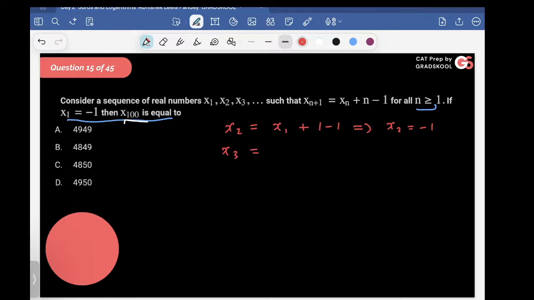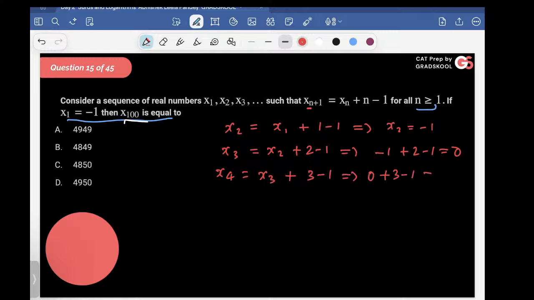तो x3 कैसे मिलेगा? n को 2 put करके. तो x2 plus 2 minus 1, और x2 खुद -1 था, so -1 plus 2 -1 will get 0 here. अब वो करेंगे x4 put करते हैं, try करते हैं. So x4 will be x3 plus 3 minus 1. x3 is how much? 0. Plus 3 minus 1, you get 2.